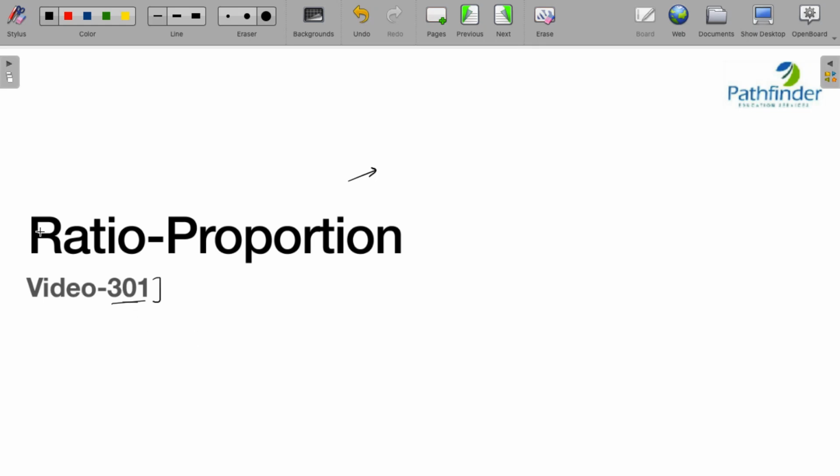Welcome to this session on ratio proportion. This is the first session on ratio proportion. Now, you might be aware that ratio proportion is a very important topic, and you will see applications of ratio proportion in other topics of arithmetic like time and work, time and distance, mixture allegations, and so on. So, a thorough understanding of ratio proportion is a must. In fact, apart from percentages, this is the second pillar on which arithmetic really stands.